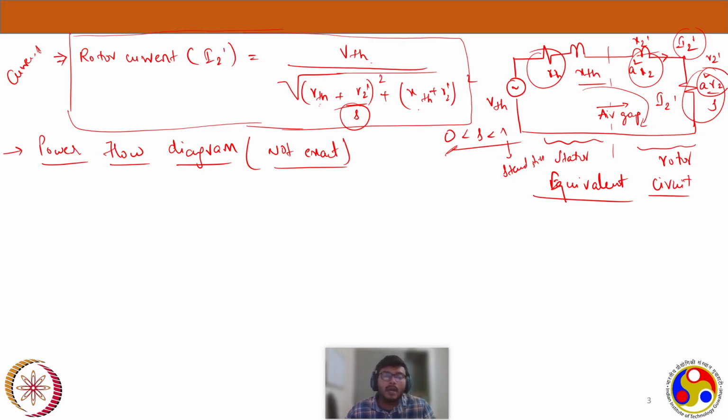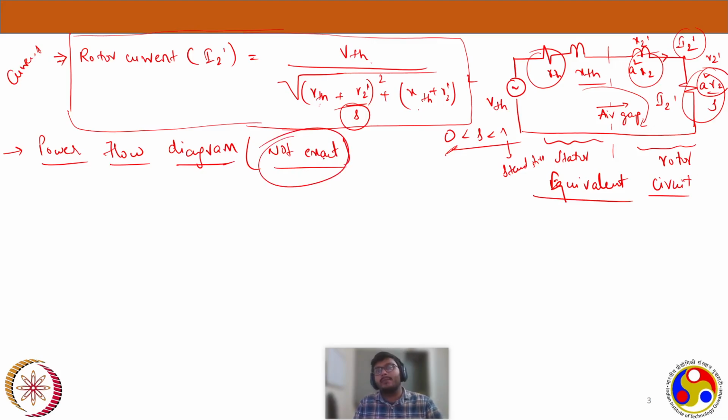So whenever some current flows through these resistances, there will be some dissipating losses, that is I square R losses. Excluding those losses, whatever power is left, you will get as a gross power, which is useful for the mechanical movement of the machine. We call that power the gross mechanical power. Now we are trying to represent it in a diagram that's called the power flow diagram.